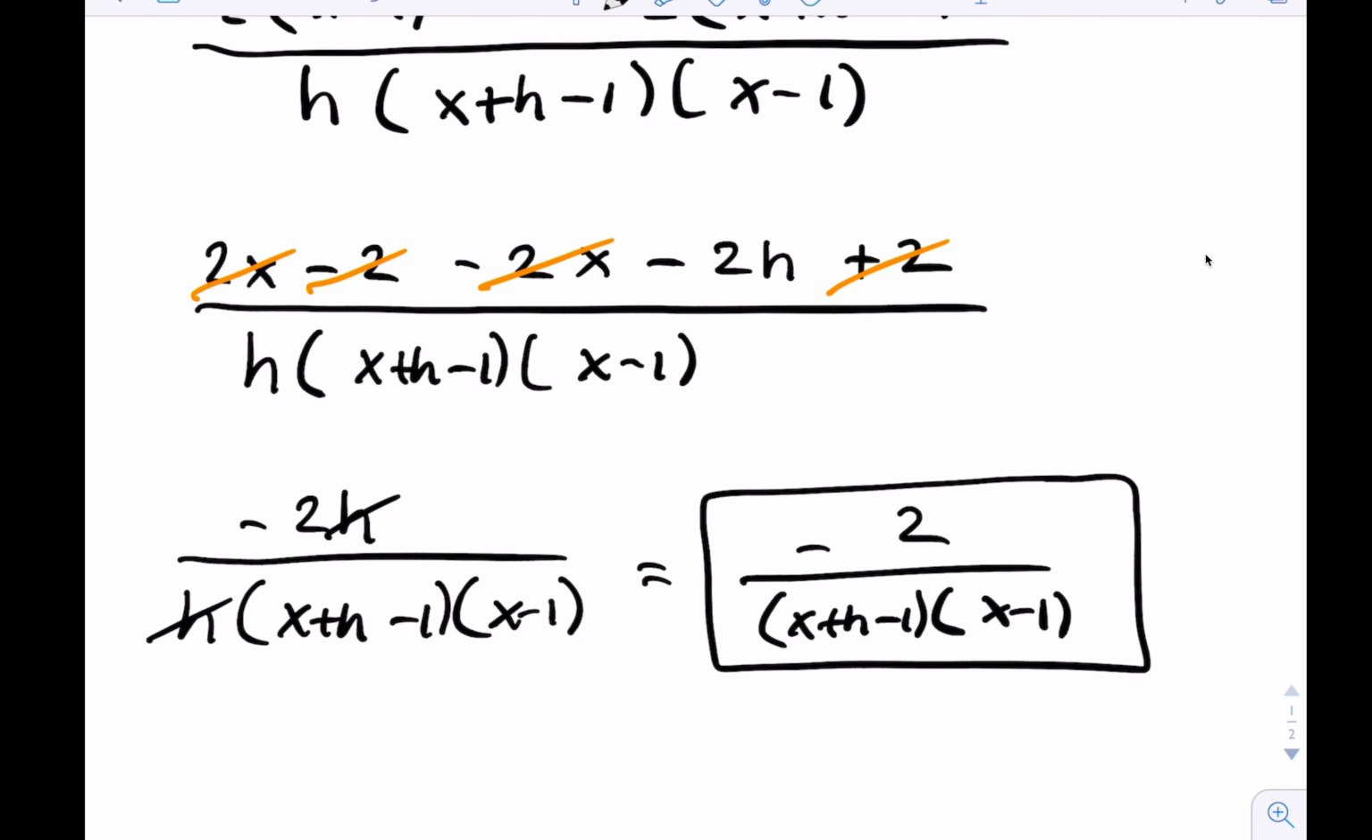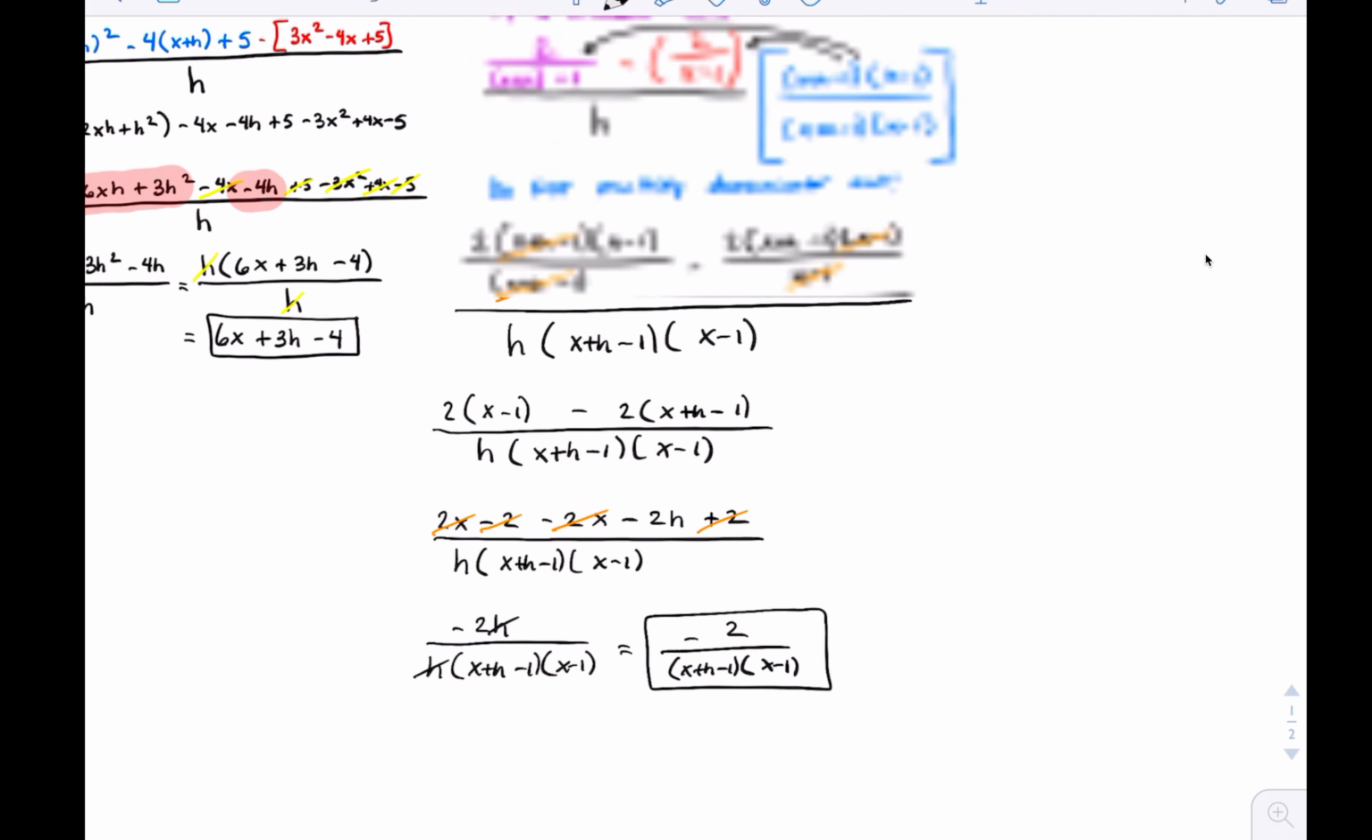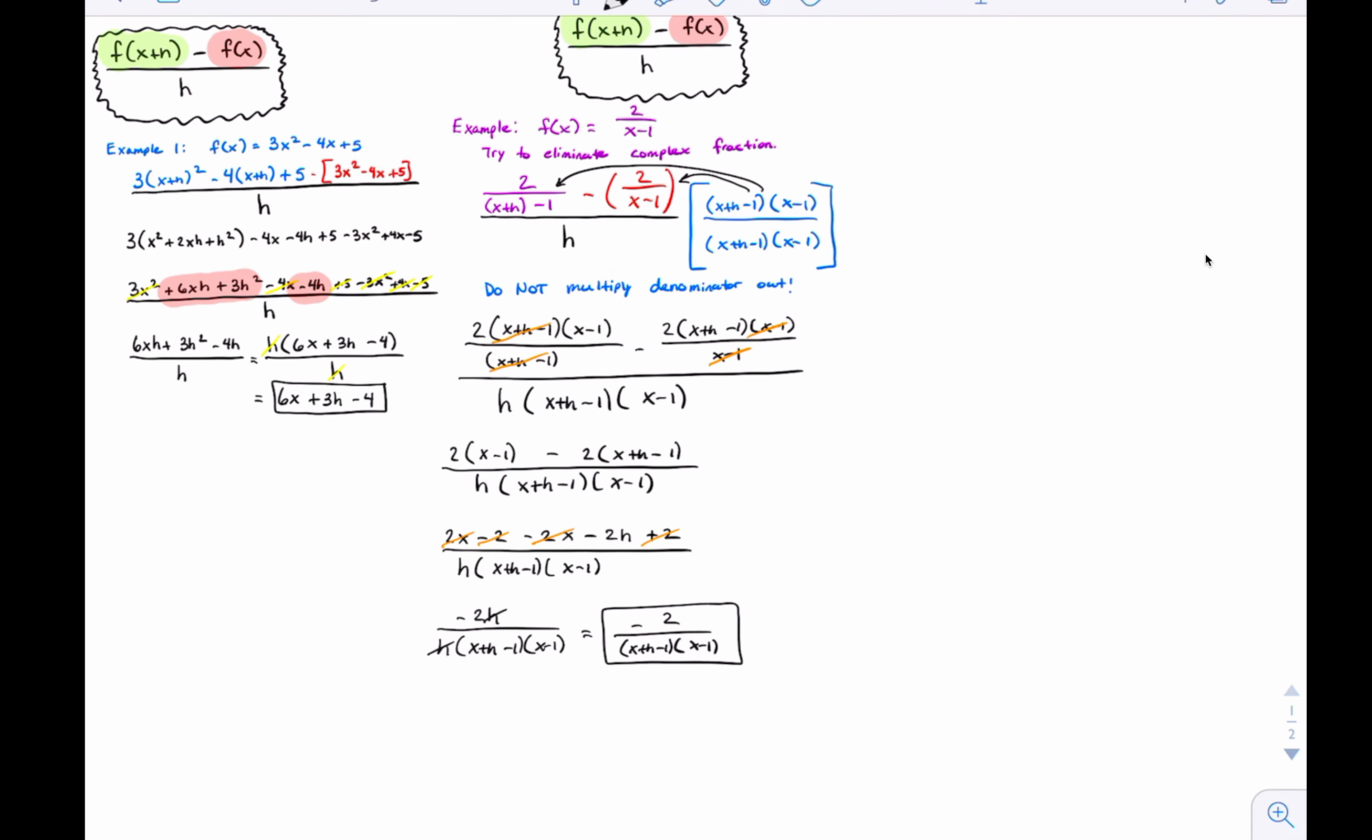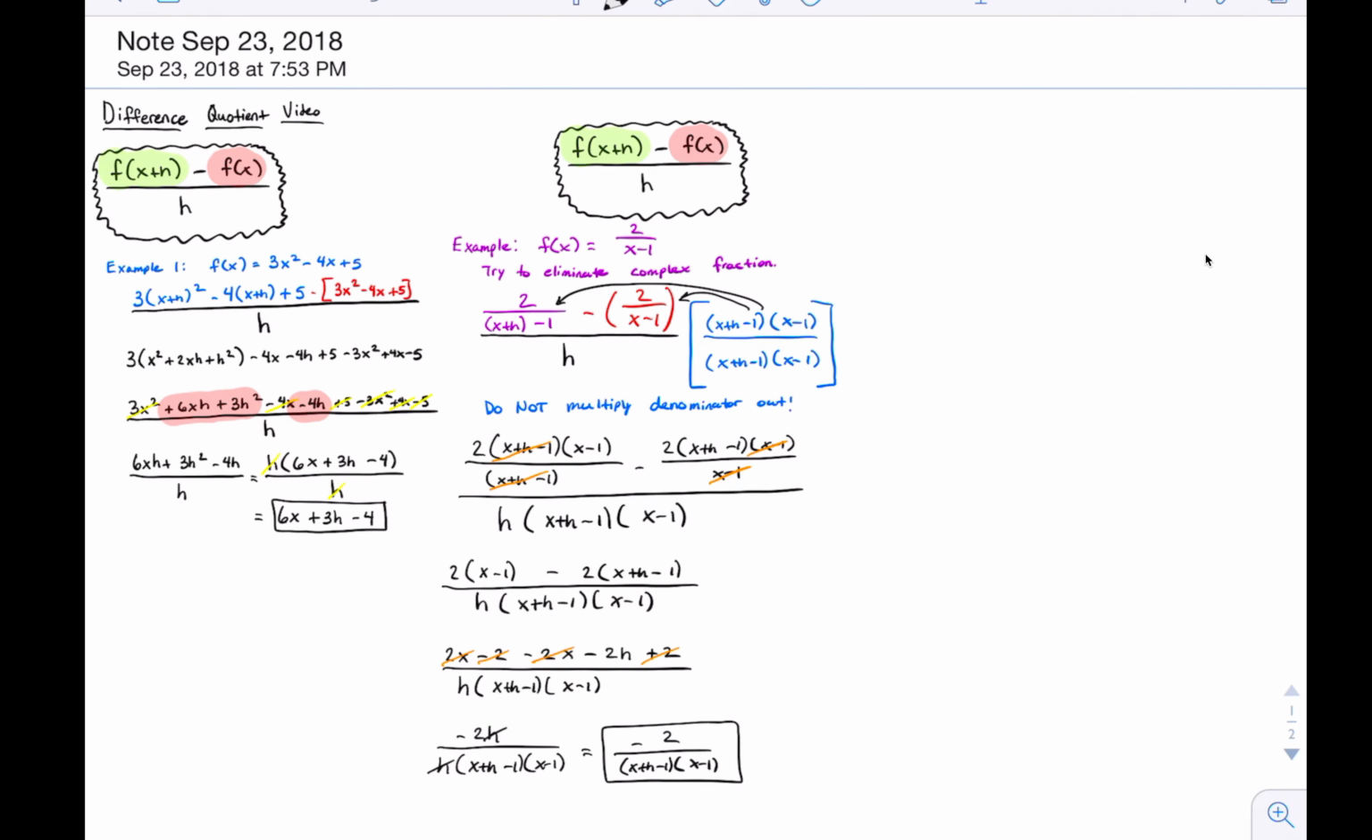So again, that's why you don't want to multiply that denominator out, because you're trying to get things to cancel. You're trying to get that single h term to get crossed out. And all right, so we're gonna do one more.